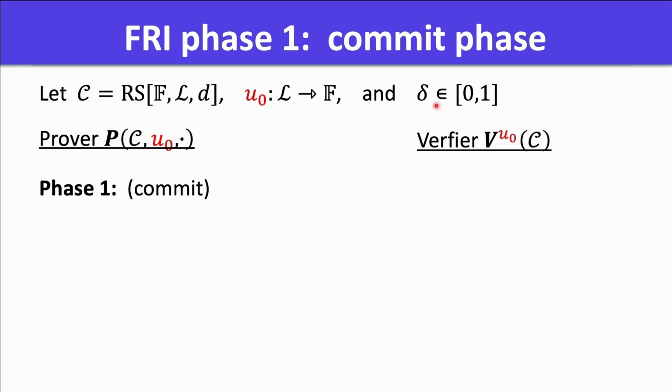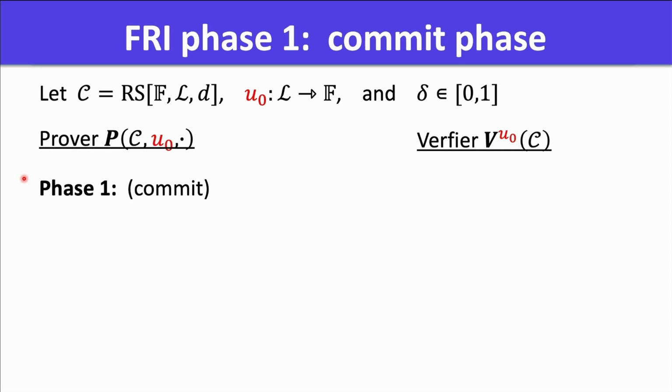And basically, we want to build a protocol that if u0 is delta far from the code, then the verifier will reject with high probability while making as few queries as possible to the oracles sent by the prover. And again, I want to remind you, the prover is given the function u0 in the clear, while the verifier only has oracle access to the function u0. So FRI actually runs in two phases. The first phase is called the commit phase. The second phase is called the query phase.